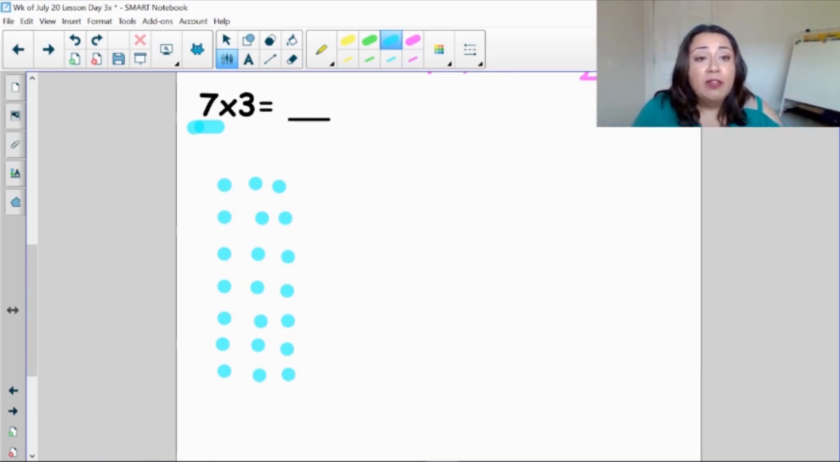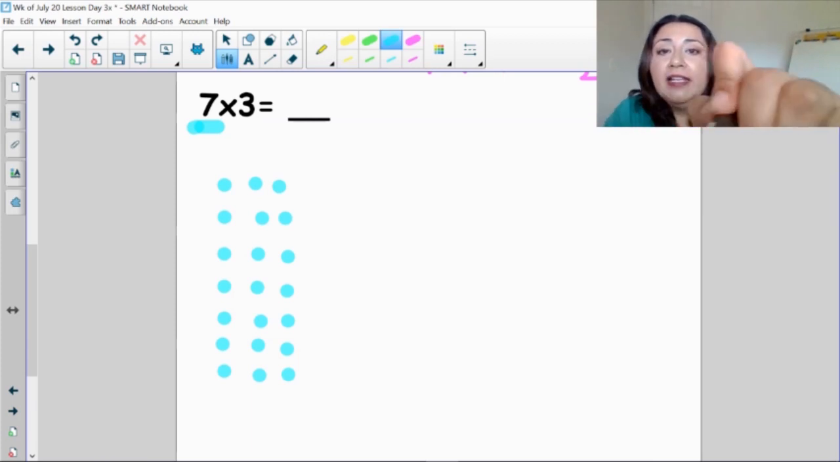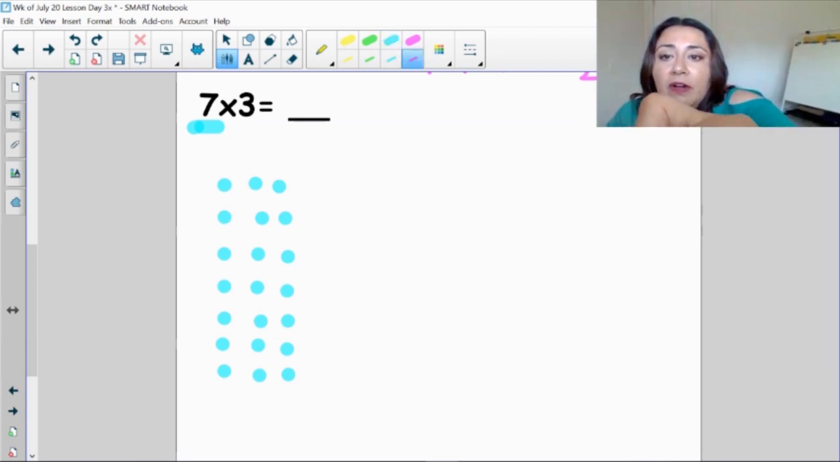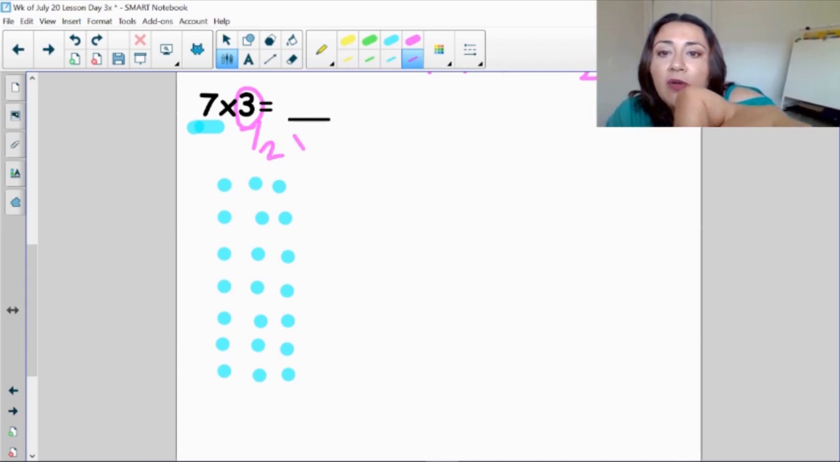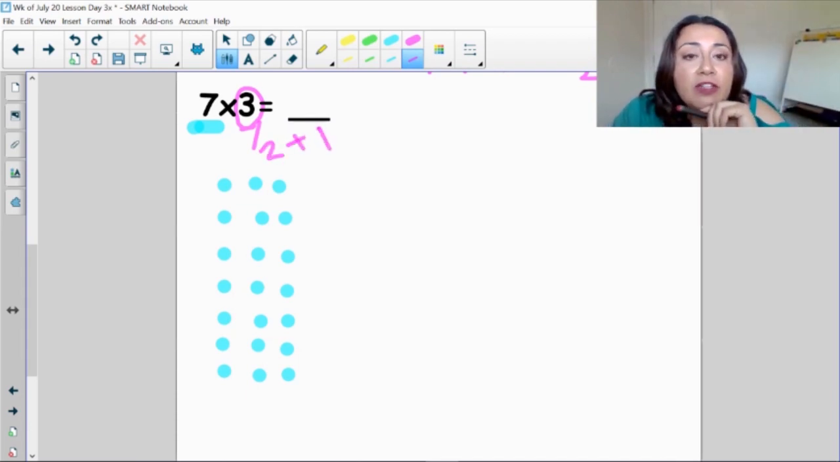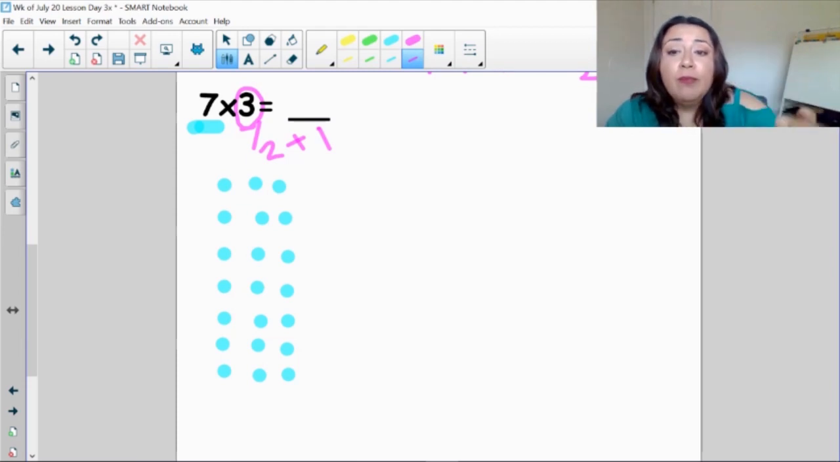Si en casa me están viendo y tienen su pizarra y su lápiz y papel, por favor, dibujen esta matriz para poder hacerlo juntos. Ahora, 7 por 3. Puedo contar todos los puntitos, pero ay, ¿quién tiene tiempo para hacer todo eso? O de lo contrario, otra cosa que puedo hacer es descomponer el factor de 3. Yo sé que el 3 es 2 más 1. Entonces, niños y niñas, podemos cambiar el problema y separar las columnas de esta manera.